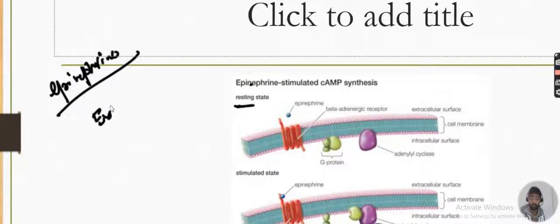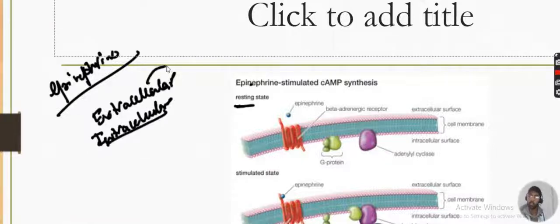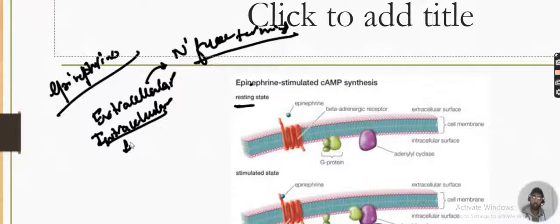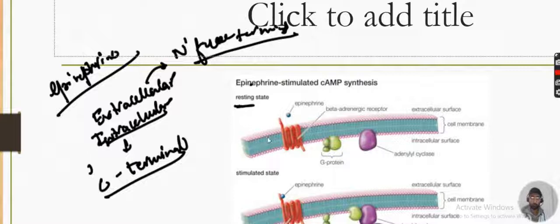We have extracellular, transmembrane, and intracellular regions. In the extracellular region we would be having the free nitrogen terminal, and here the chain would end with the free carbon terminal. This 7 transmembrane structure is also called a beta adrenergic receptor. For epinephrine, it is the beta adrenergic receptor, and its name changes with the hormone or ligand we have.